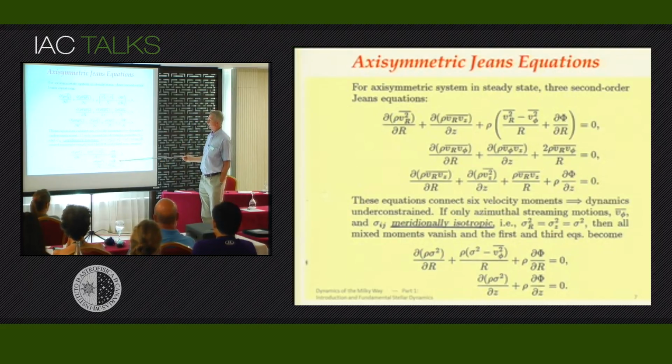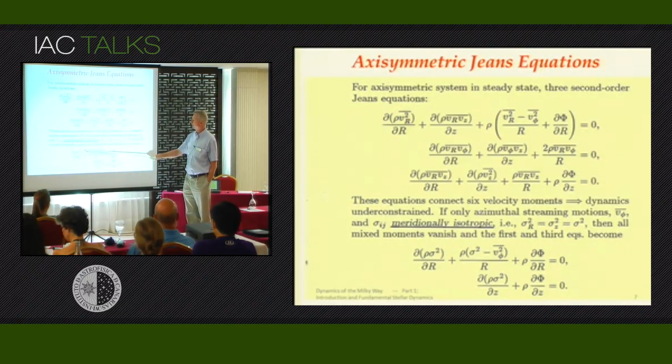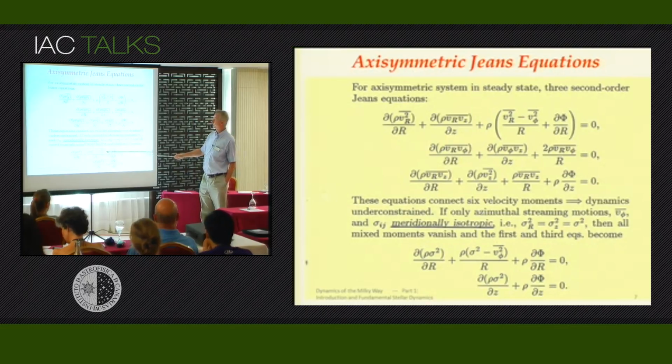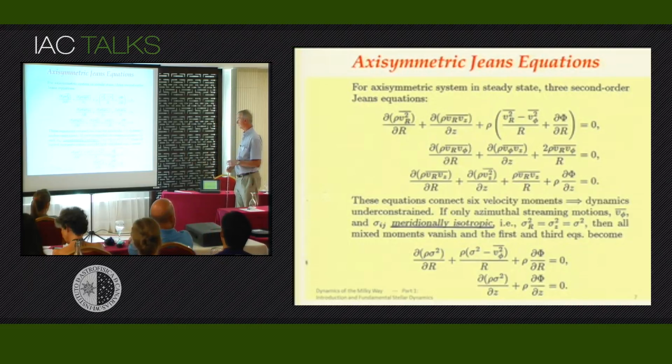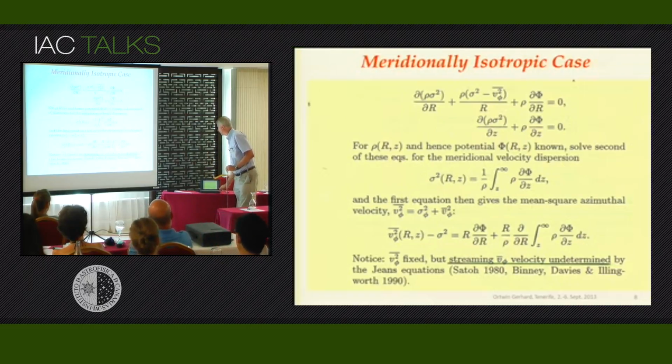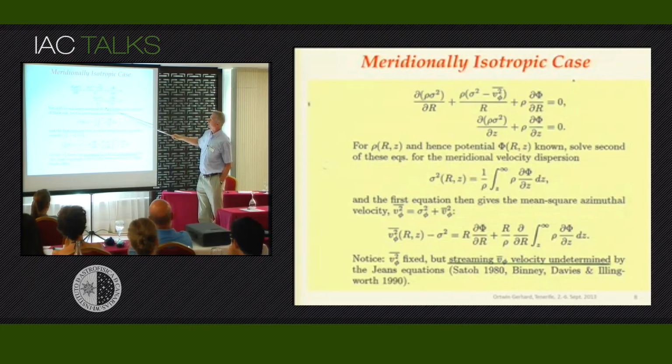You can see that now there's essentially the dispersion in the meridional plane, which is determined by the vertical potential gradient in this equation here. And once you know this sigma squared, then you can use it in this equation, and then what you can in addition solve for is the V_phi squared RMS term. And so that's written down on the next slide here.